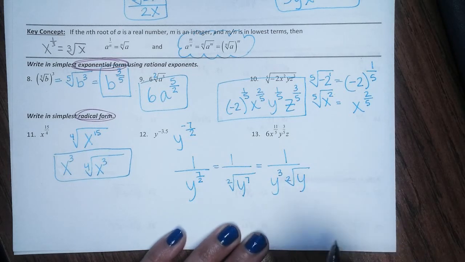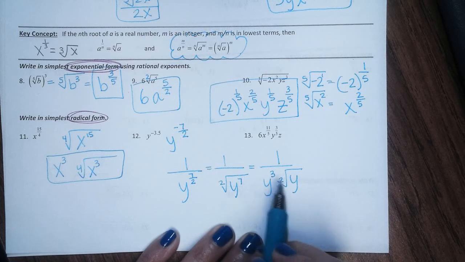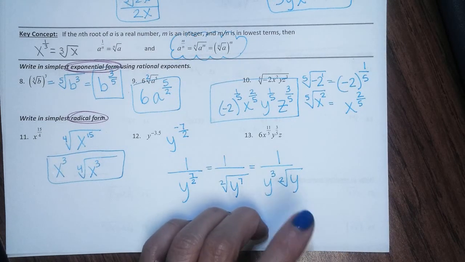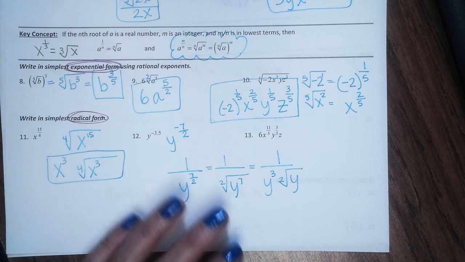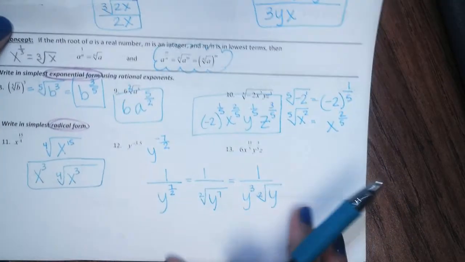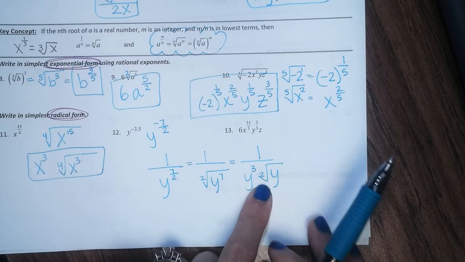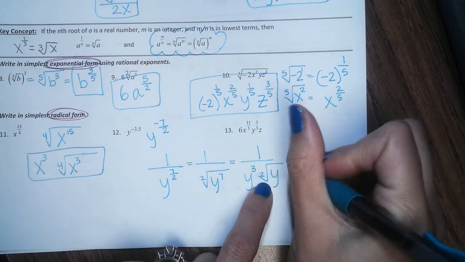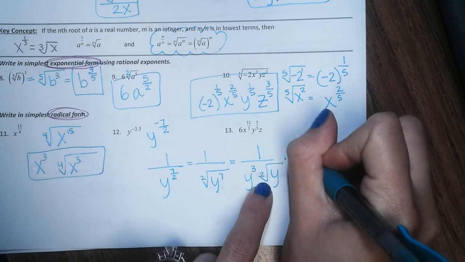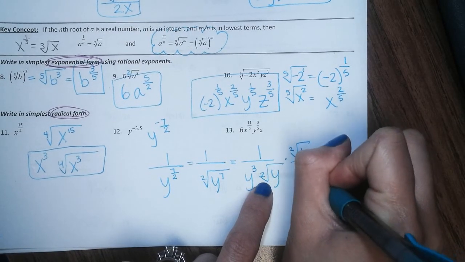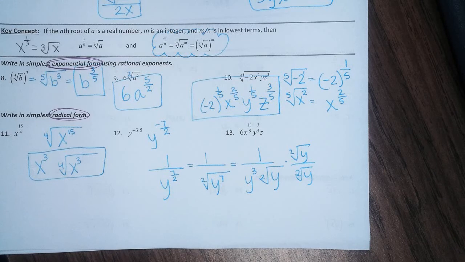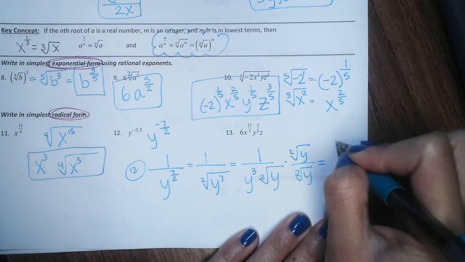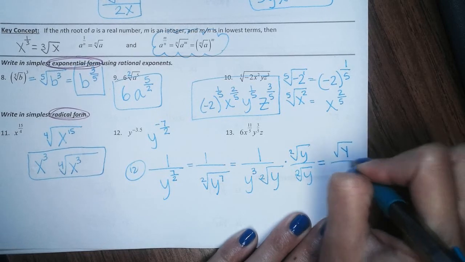And then again, that is simplified, but it's not the most simplified version because you're not supposed to leave radicals on the denominator. You have to rationalize them like we did up here. This is going to be easy to rationalize because it's just the square root. To rationalize the square root of y, you could just multiply by the square root of y over the square root of y.